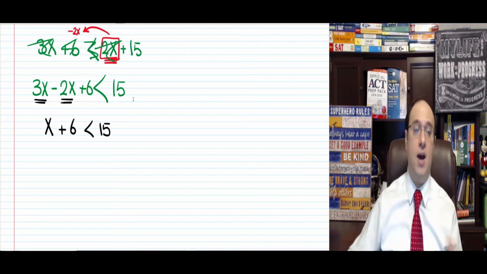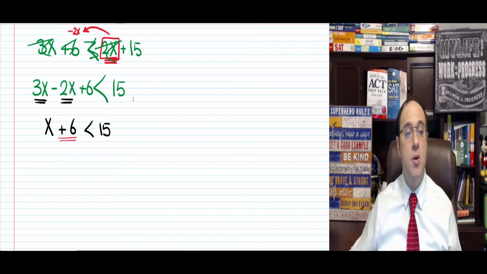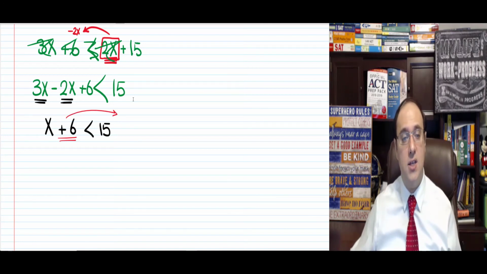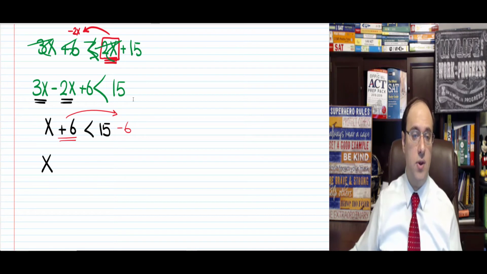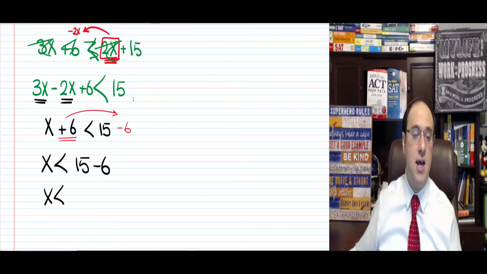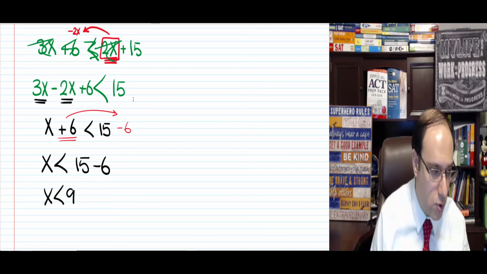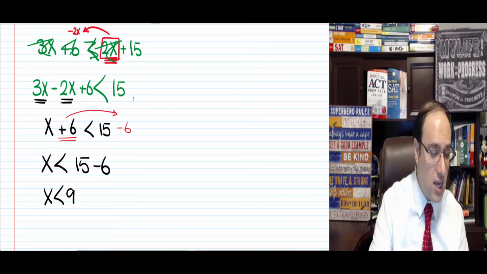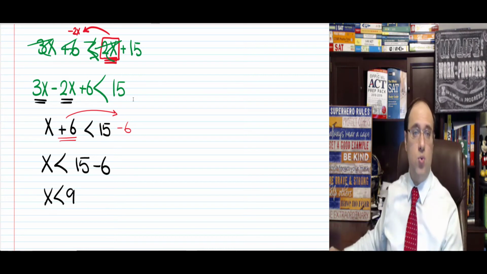Okay, looks easy now. Need to get rid of the plus 6 because we just want x on the left. Plus 6 goes to the other side as minus 6. So we rewrite. X is less than 15 minus 6. That means x is less than 9. Easy? Super easy. Okay, let's take another question that is not as difficult as this one, but looks a little bit complicated.